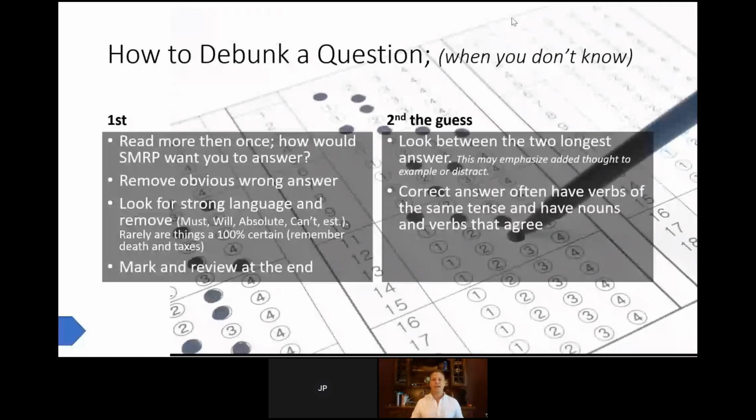Correct answers often have verbs of the same tense and nouns or verbs that agree with each other. And then anyways, done testing in 4s, they always say go with your first choice.